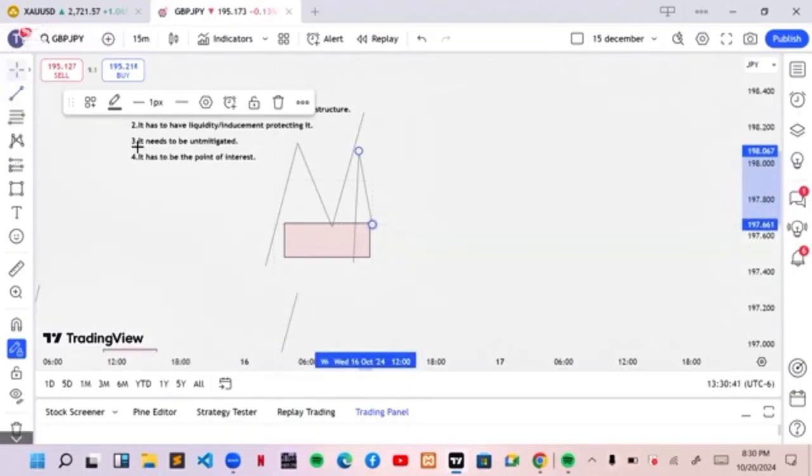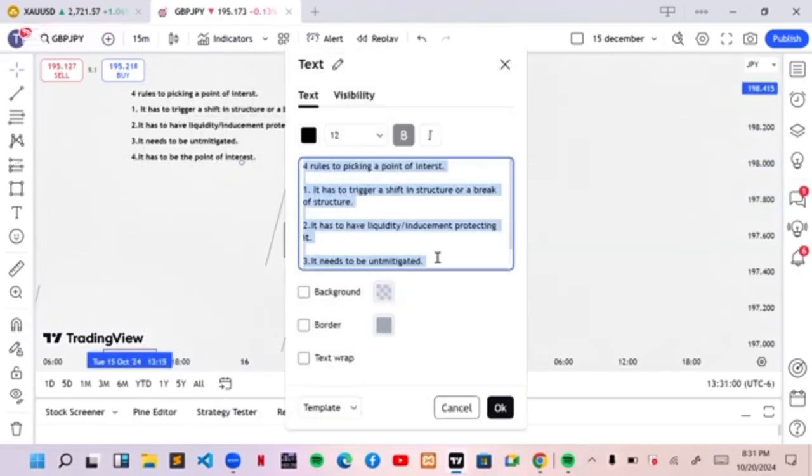So the third rule says it needs to be unmitigated. It means after the market has broken structure, or after there's a shift in market structure, the point of interest they're looking to pick has to not have been tapped into before. Price needs to not have tapped this point of interest before. That's what I mean. So the fourth rule now says it has to be the point of interest that is closest to liquidity.